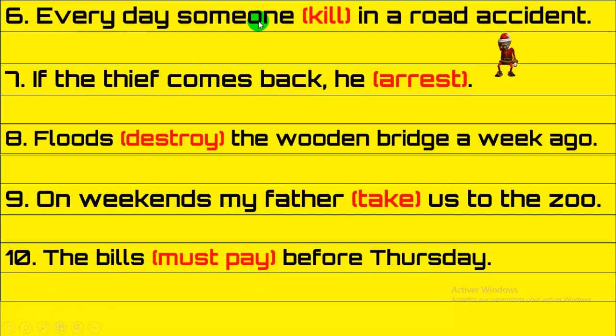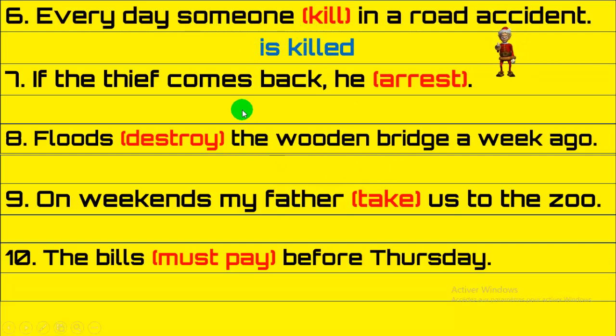Même chose, every day someone to kill. Chaque jour, quelqu'un tue ou bien quelqu'un est tué. Dans un accident, chaque jour, quelqu'un est tué. Passive voice, to be, à quel temps? Every day, present simple. Someone is killed in a car accident. La voix passive au présent.